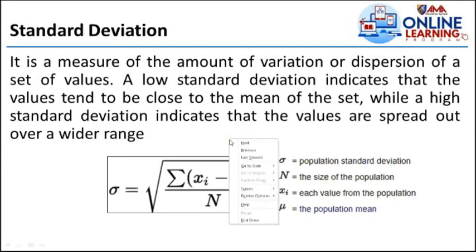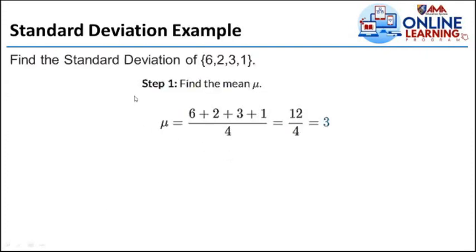Okay? So how are we going to do that? So let's say, for example, for this one, find the standard deviation of 6, 2, 3, and 1. First, we're going to find their mean, or the average, or their arithmetic mean, denoted as mu. So we have 6 plus 2 plus 3 plus 1 all over 4, 12 all over 4 is equal to 3. So therefore, the average of these 4 data sets is equal to 3.